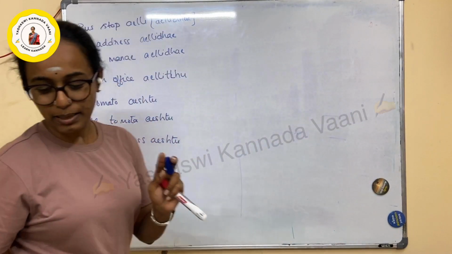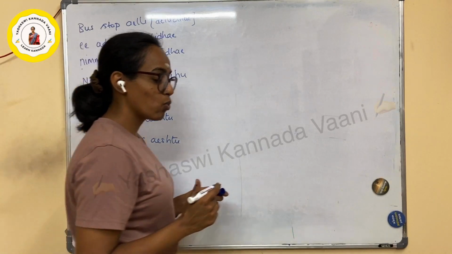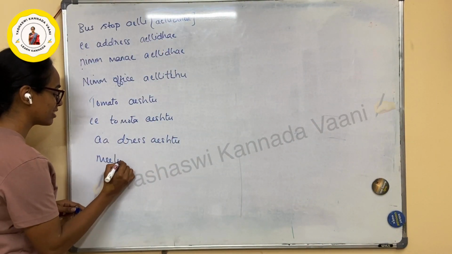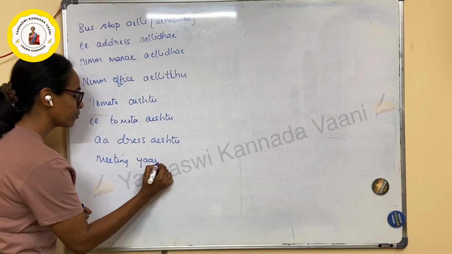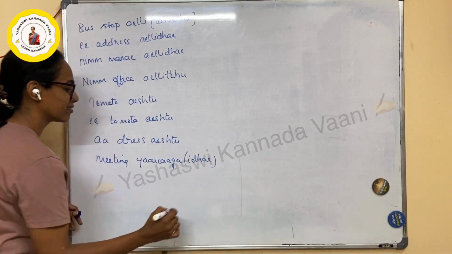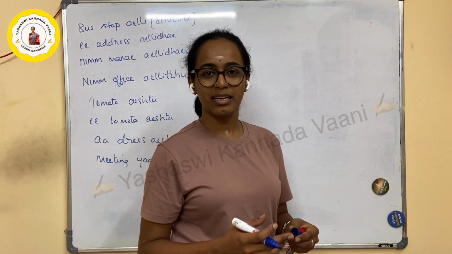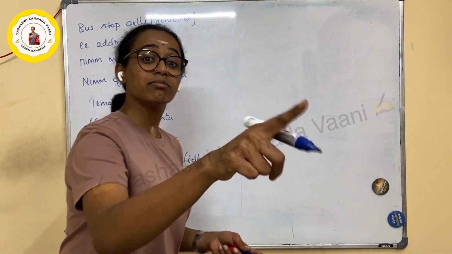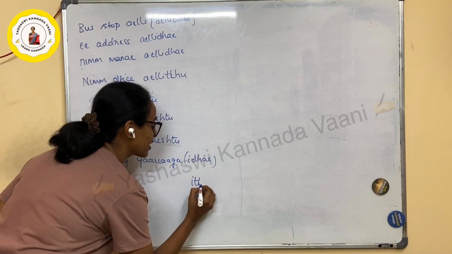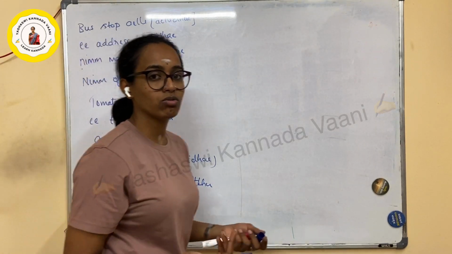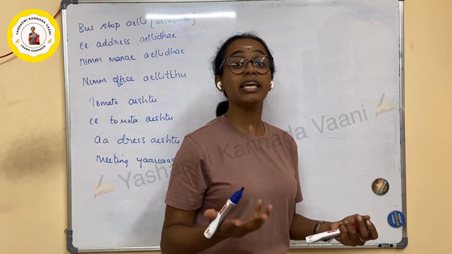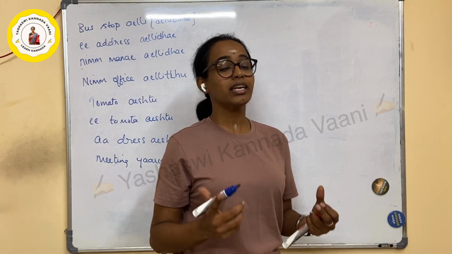Okay, that's it. Simple. Next, when you want to ask when is the meeting, meeting yavaga. To be more precise, I would say meeting yavaga ide. When is the meeting? When was the meeting, if you want to say, then meeting yavaga ittu. Nange gottilla meeting yavaga ittu. When was the meeting? Okay? When was your birthday? Nin birthday yavaga ittu. When is your birthday? Nin birthday yavaga.